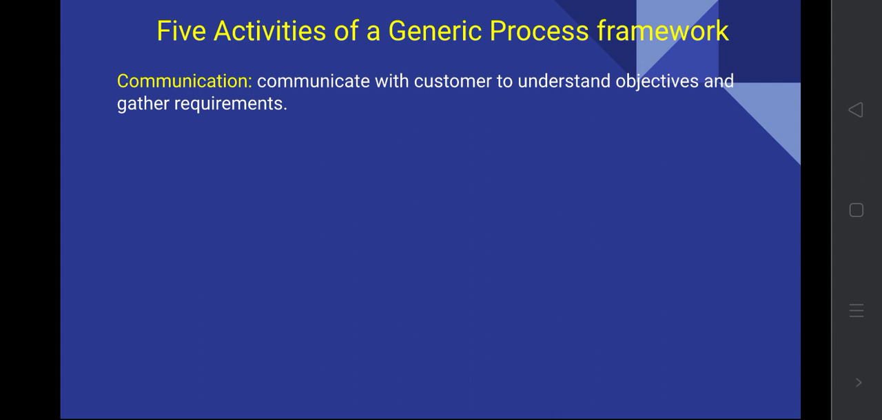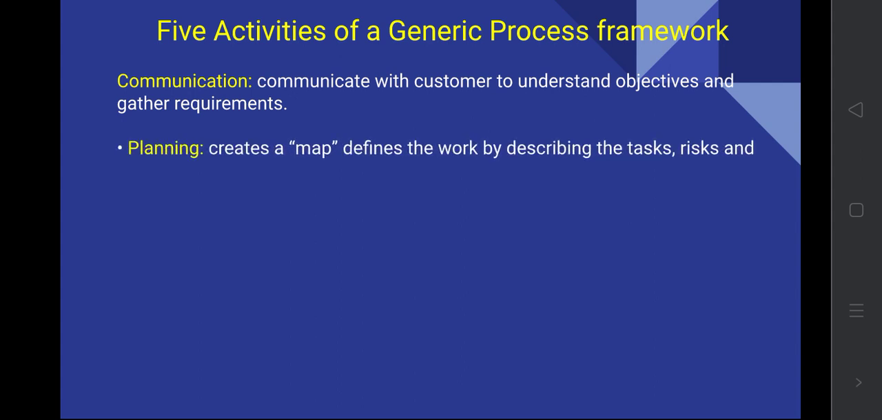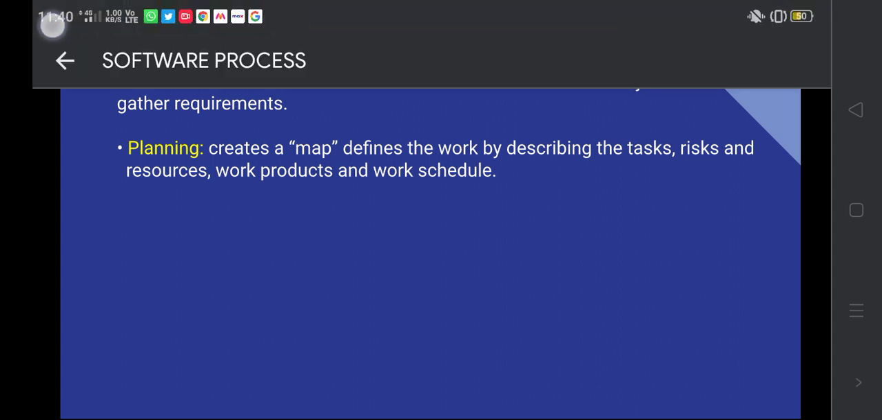This discussion will go in rounds and rounds, and finally they conclude about the planning of the work. So it creates a map, defines the work by describing the tasks and the risks, and also the resources, work products and the work schedule. So the planning has to be done for all the cases. What tasks have to be done, what risks will be there, how to manage those risks, what resources are available, what work products we are going to create, and what the schedule is for creating each work.